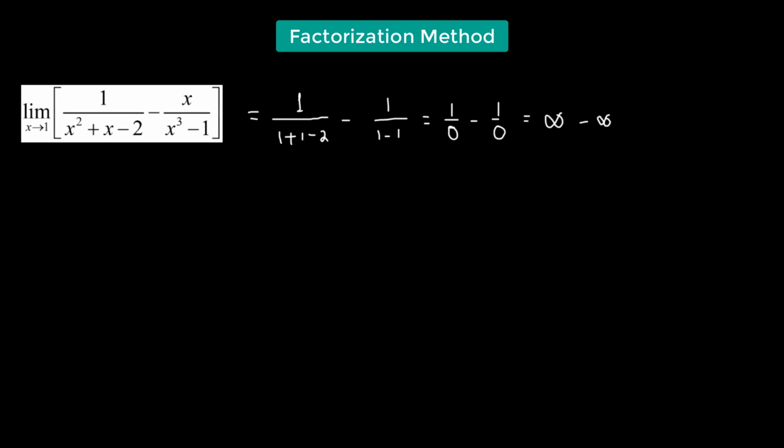However, we need it to be in the form of 0 over 0. So what we'll do, we're going to combine the two rational functions. So let us begin by first factorizing the denominator of the first rational function. So we can split the term, and that is going to give us x minus 1 times x plus 2.